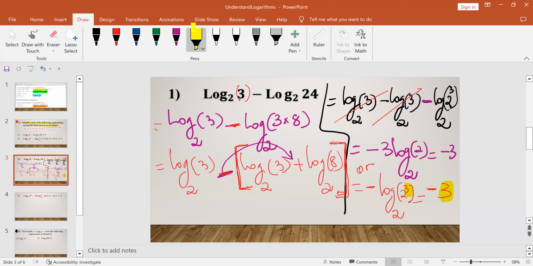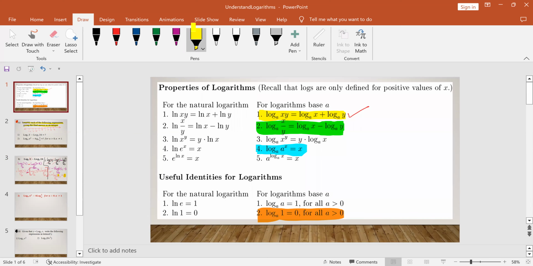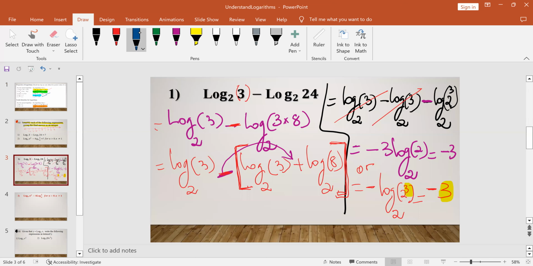There's a property rule. If I go back here, the one I highlighted in blue: you have a log of a raised to the x power with base a. This is just the power. Or we can use number 3: you take the power and use it as a coefficient, and that coefficient multiplies the log. You could use property 3 or property 4 to get the answer.